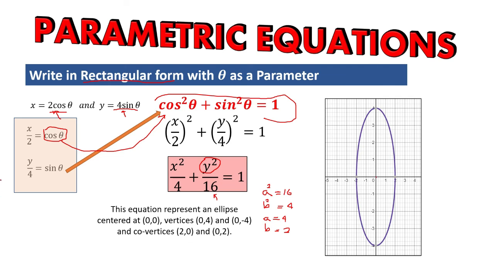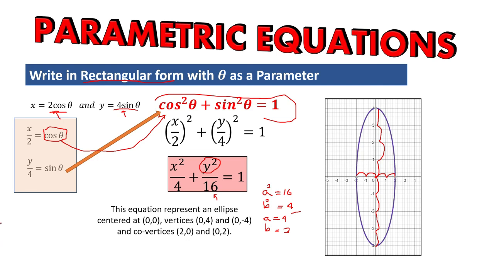From the center 0, 0, you move 4 units up. It's 1, 2, 3, 4. And down, 1, 2, 3, 4. Because that's the value of a. And to the left, 1 and 2, because it's b. And 1 and 2 to the right. And now you can create a graph.